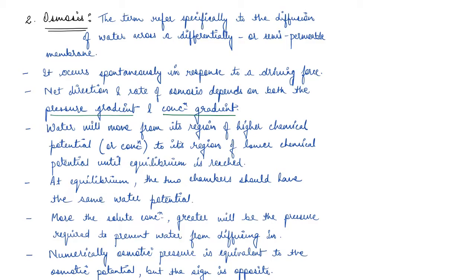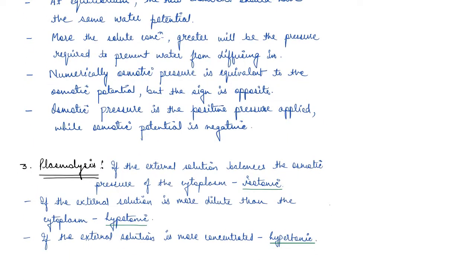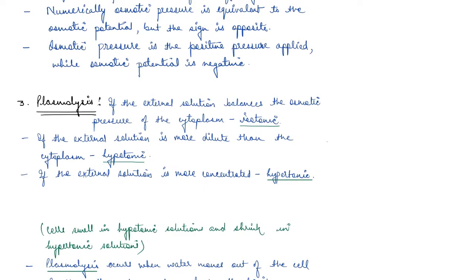So the greater the solute concentration, the greater the pressure required to prevent water from diffusing in. Okay, if we talk about osmotic pressure numerically, it is equivalent to the osmotic potential, but the sign will be negative. Remember that, right? Osmotic pressure is the positive pressure applied, while osmotic potential is negative.